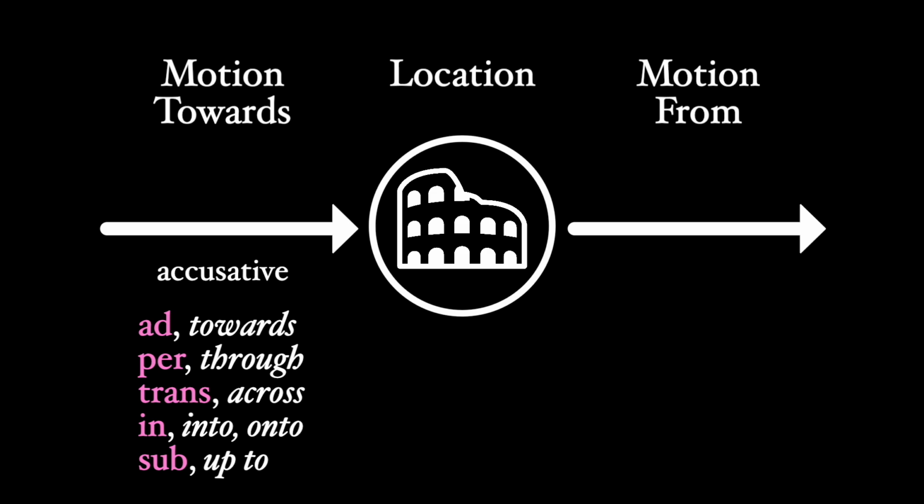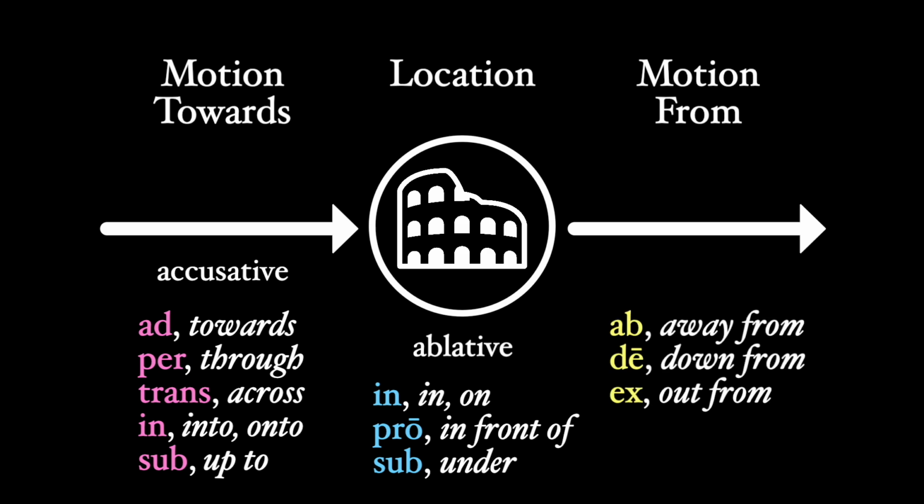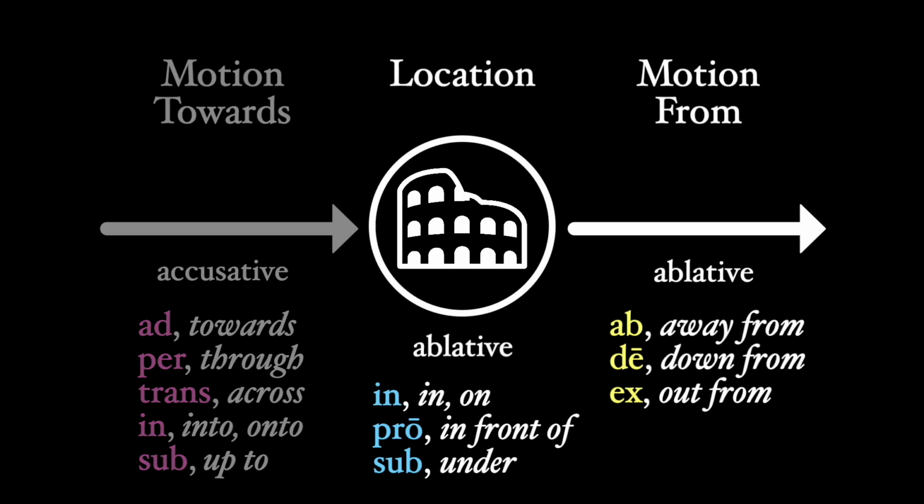Prepositions associated with location in Latin are those like in, when it means in or on, pro, in front of, and sub, when it means under. And these all take the ablative case. Prepositions associated with motion from are those like ab, away from, de, down from, and ex, out from. And these all take the ablative case. So we can safely say that motion to prepositions tend to take the accusative case, while location and motion from prepositions take the ablative. This is a handy trick to help remember the case prepositions of motion or location take, but it's far from infallible.